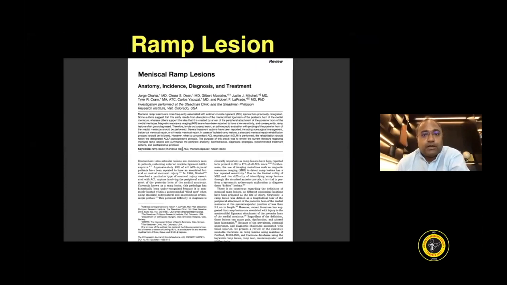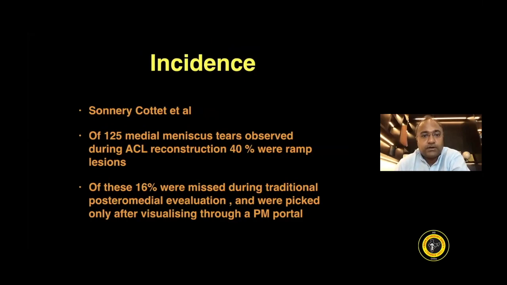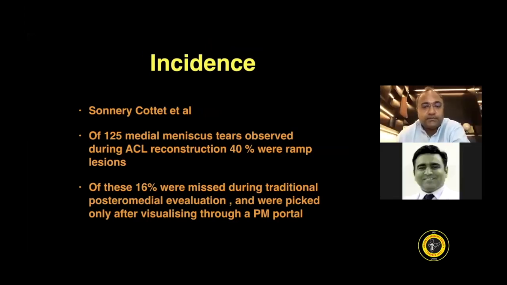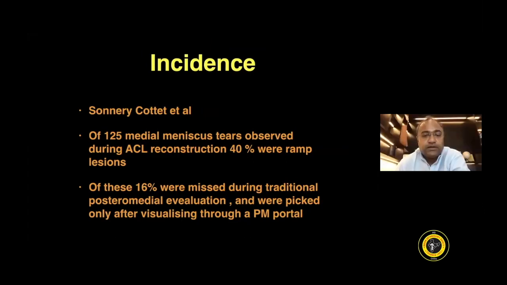We all know about ramp lesions. They are meniscocapsular separations. They have been described in detail in a review article recently by Robert Laprade, and I would suggest all of us go through this article. The incidence is anywhere between 30 to 40% of all ACL reconstructions, and this is what we see corroborating in our practices also. Almost around 30% of tears, especially when chronic, have these ramp lesions. These are missed if you do not do the evaluation through the posteromedial pouch and through the posteromedial portal. And this is what we're going to discuss in this presentation.